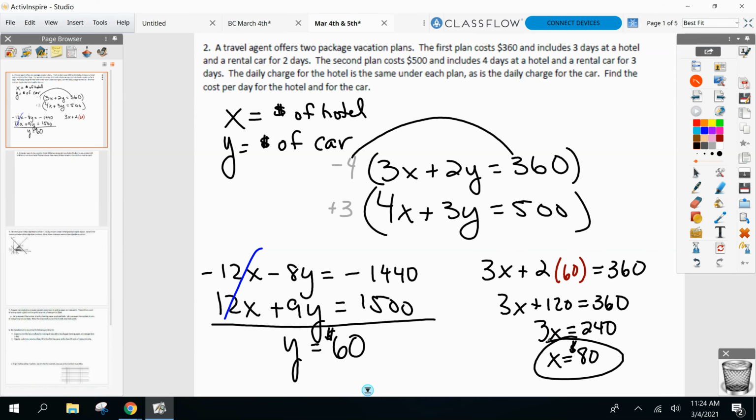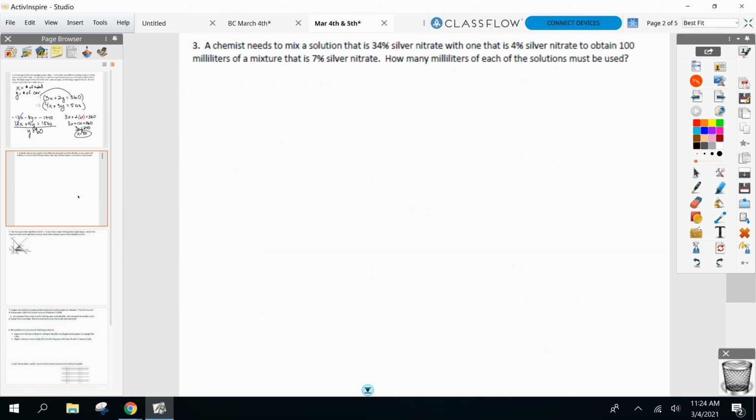Guys, have any questions there? So one of these type problems will be on the quiz. 2 variables, 2 equations, solve them. Also on the quiz will be number 3, a mixture problem. Oh, I hated these. Okay, well, it's either this or 3 equations, 3 variables. Pick your poison. I think you probably prefer this.